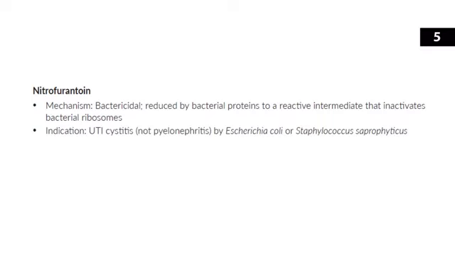You don't want to use this for pyelonephritis or suspected pyelonephritis, and it's usually only good for treating bacteria like E. coli or Staph saprophyticus. Now that's great because those are very commonly found in UTIs, but it does not cover Proteus, which is another very common UTI-causing bacteria. The toxicity of nitrofurantoin is rare, but you can have nausea, headaches, or diarrhea. Another reason to use this medication is that it is safe in pregnancy.